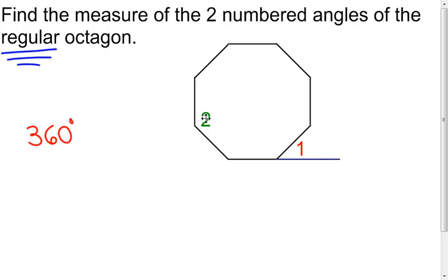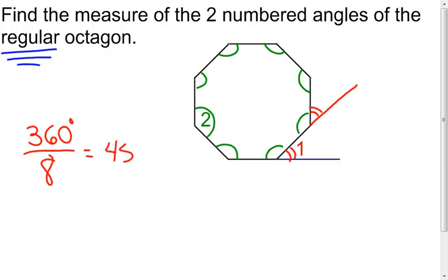Well, all the interior angles are congruent, so this one, this one, this one, and so on, and that tells us that all the exterior angles are going to be congruent to each other as well. If I create this exterior angle, it would be congruent to angle 1. That tells me I can take that 360, which is the sum of all of them, divide it by 8, and it gives me the measure of just one of those exterior angles, which comes out to be 45 degrees. I've now figured out the measure of angle 1.